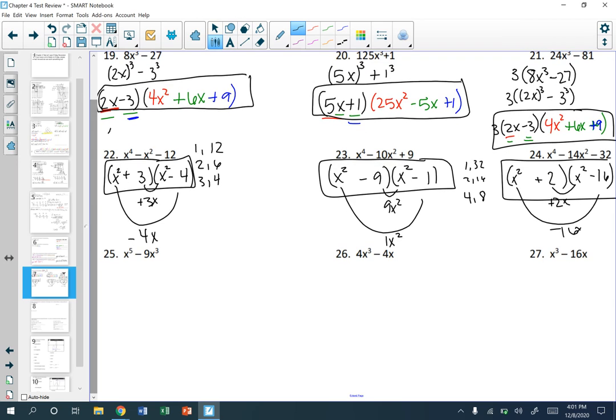All right, on number 25, I instantly notice the x cubed is in common, so I'm going to pull that out, x cubed. And I'm left with x squared minus 9. And here I notice a difference of 2 squares. So I can split this up as x and x, and I need to multiply to get 9, and I need to get rid of my middle term, so I'm going to make them conjugates.